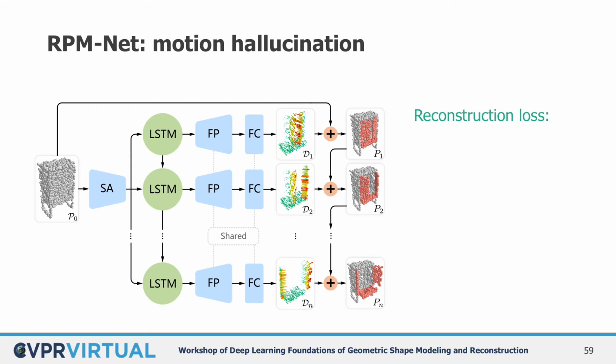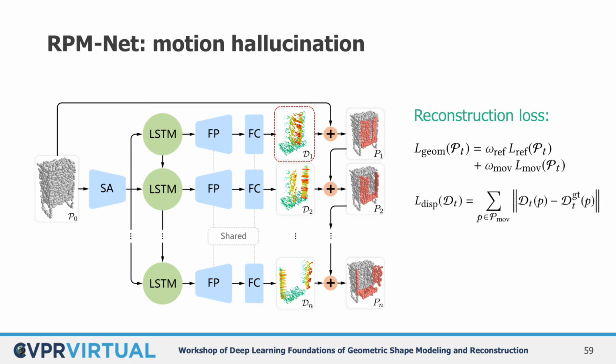The second part is the motion loss, which is used to ensure the smoothness of the hallucinated motion. More specifically, we constrain the displacement of each point to be consistent across adjacent frames by minimizing the variation.